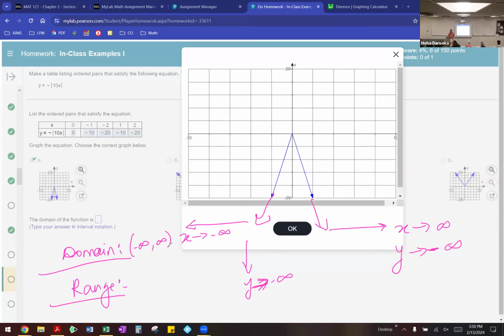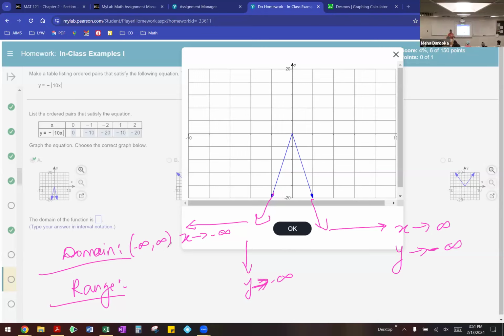What would you say about the range? And this time I do want you to give me the interval notation in the correct order, so I know you guys are on track. How would you write your range for this one? Negative infinity to 0, with 0 in the bracket.